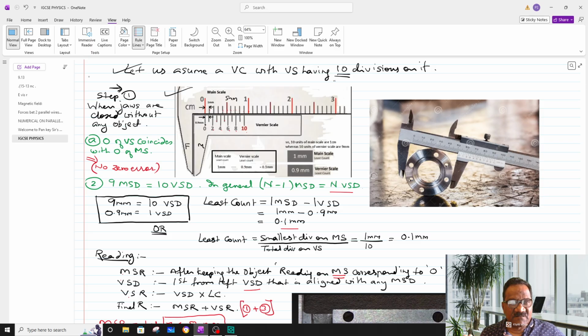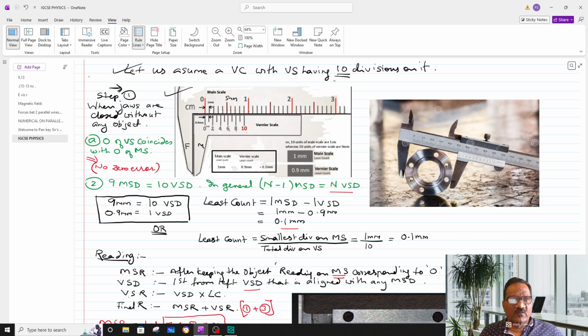That doesn't mean that the distance between 0 and 1, the first division of the vernier scale, is 1 millimeter. No, it's not saying that. So there is no unit, it's only equal distance. You have 10 divisions marked on the vernier scale.